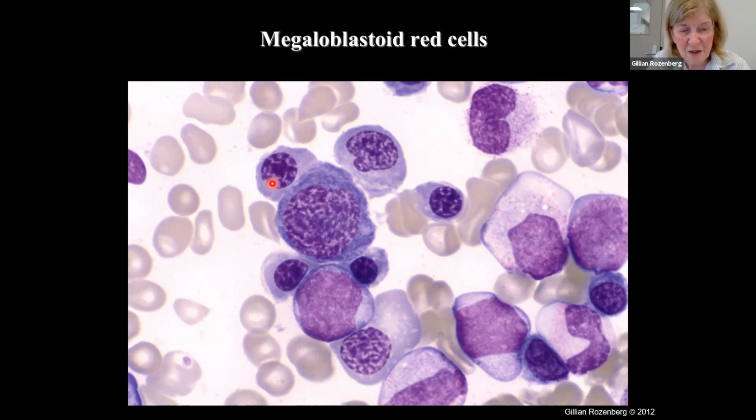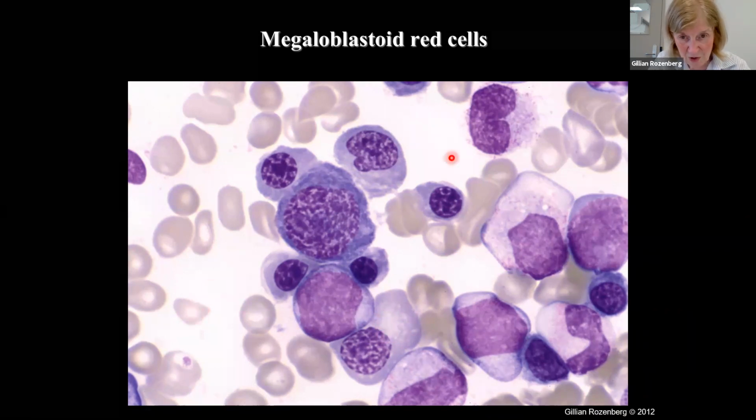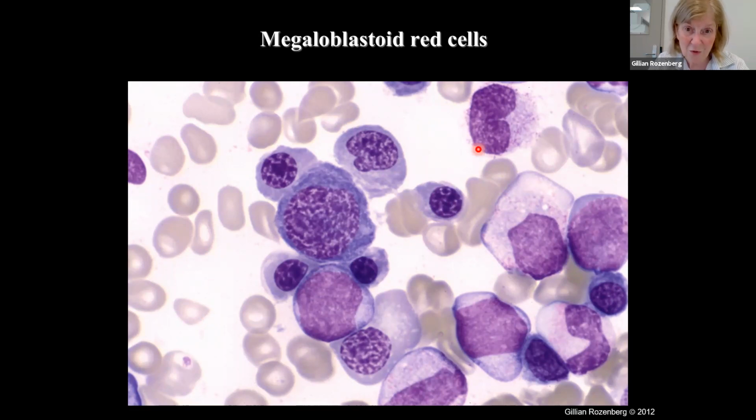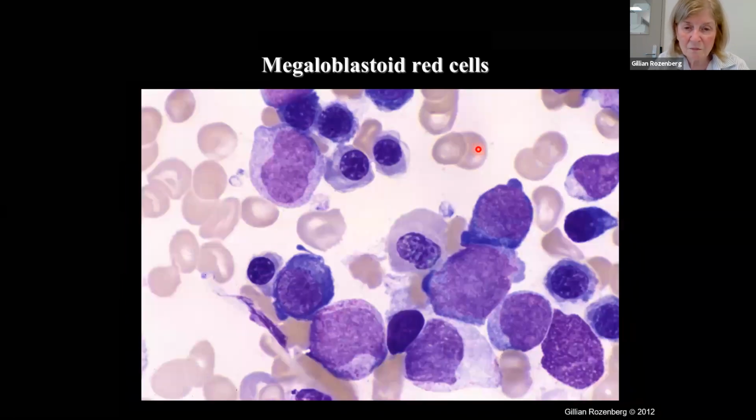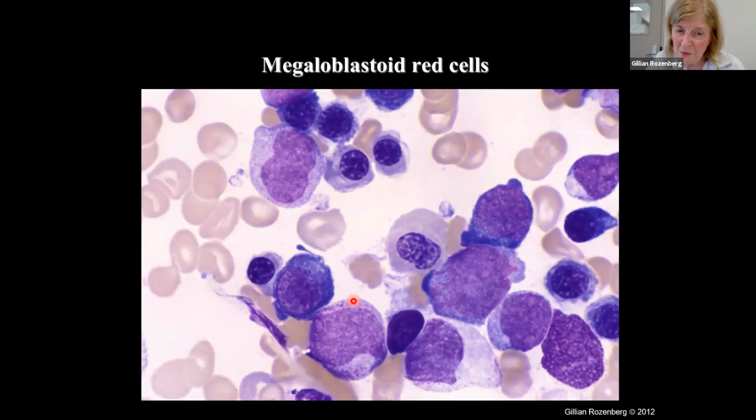Now, if we look at this red cell precursor here, this one has also got some budding of the nucleus, which is actually also a feature of myelodysplastic syndrome. This is a really nice film, this is in the bone marrow, showing you those megaloblastoid features in the red cells. Here we see again similar to what I was just showing you in that last image.